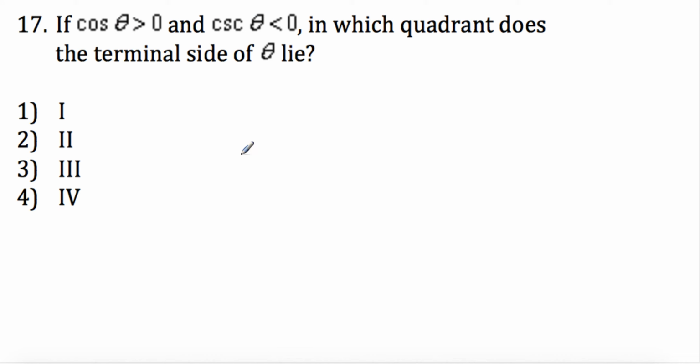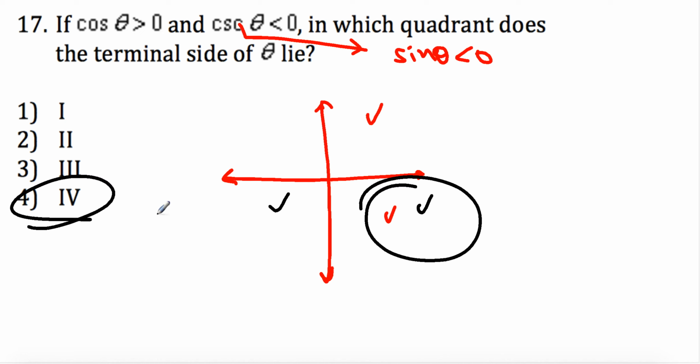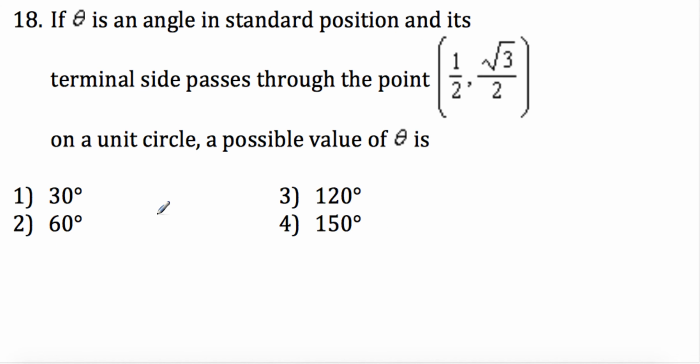Let's look at number 17. Cosine is positive, that means here and here. Cosecant is negative, that basically means sine of that angle is negative as well. So when do you have sine being negative? Third and fourth. So once again, our answer is choice 4. And this was number 16. All right, number 18.